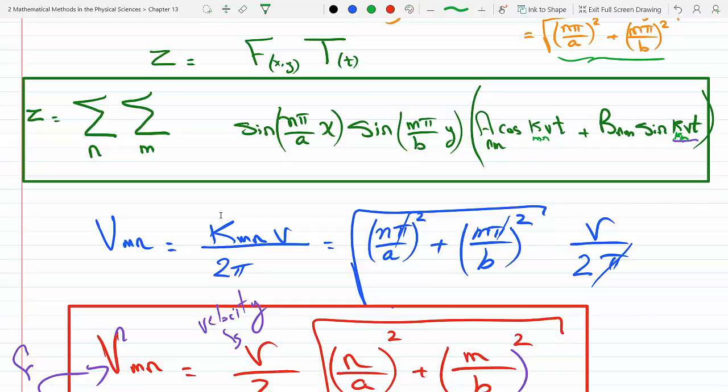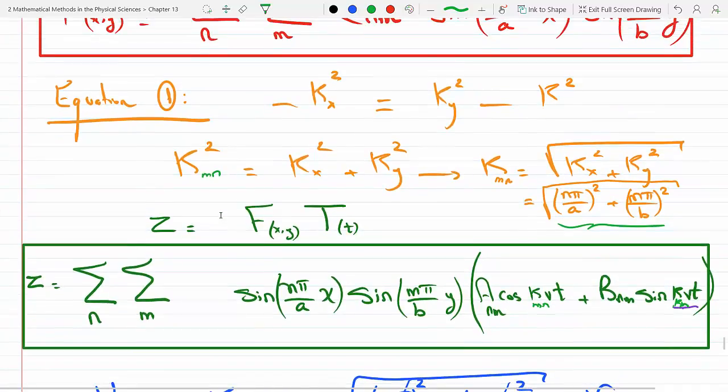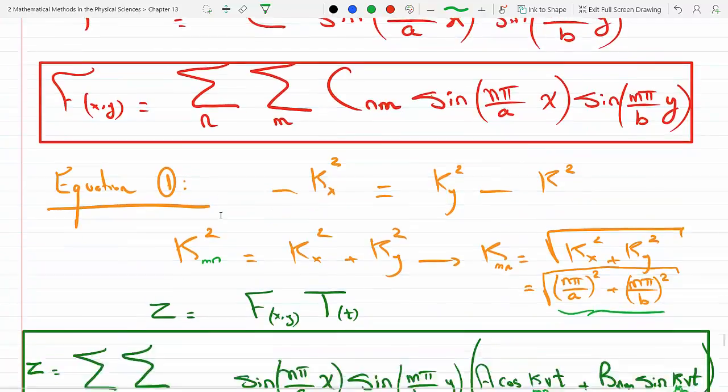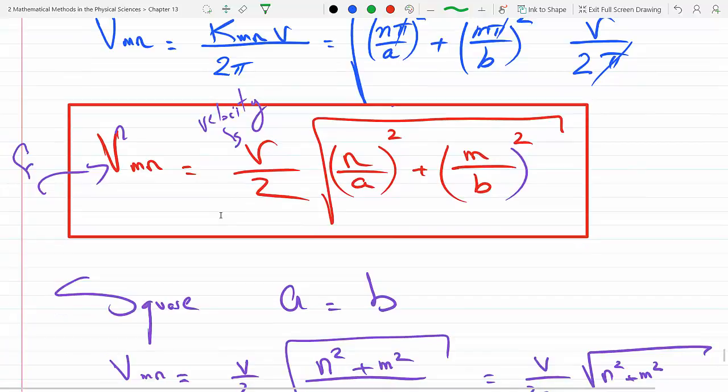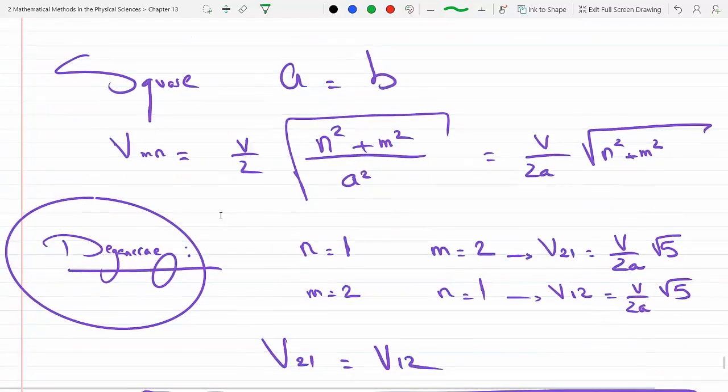So the x and the y terms, I got the frequency from the time dependence, capital T of t, of the solution of z. That's it. These are the few subtleties that my students raised after I was done with this question, and I just wanted to make that clear.